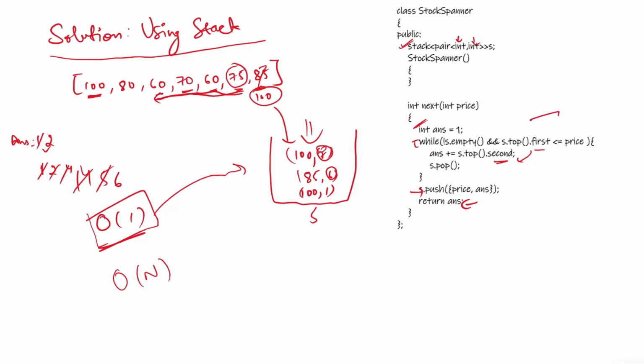The time complexity of this will be amortized O of 1, because it may be possible that if the price is greater, then I have to remove certain elements. If it is 150, then I will remove all the elements here. Okay, so it will be amortized O of 1 and space complexity will be O of n for storing this.